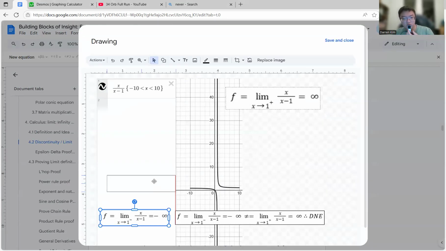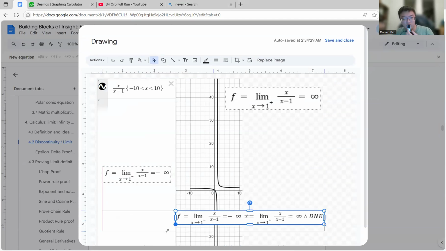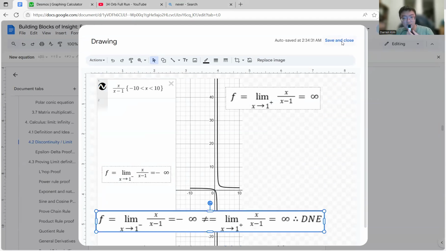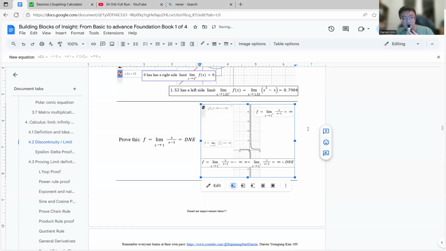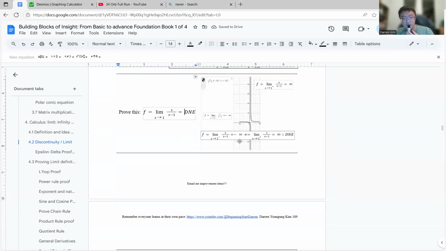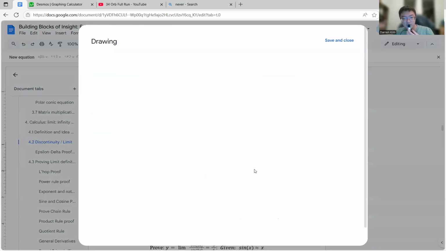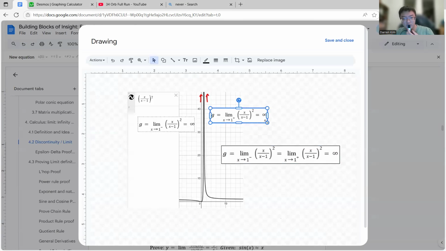Oh, I didn't expect this at all. I was not expecting this. Honestly, was not. Does that make it cleaner? Yes, it does. And then over here, let's just make this bigger.